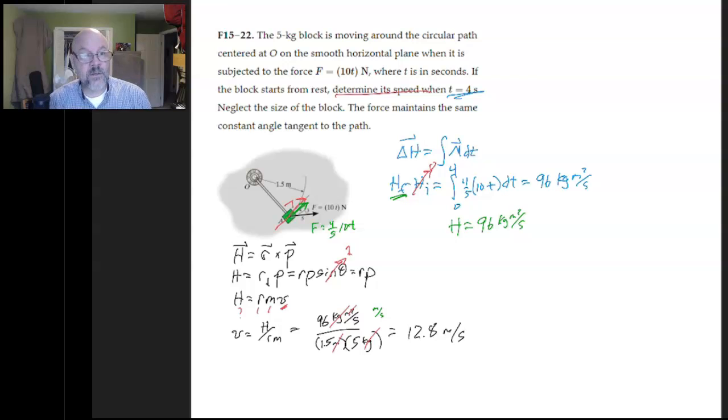Notice please that this is F15-22. You have another problem, which I think is F15-21, which is almost identical. The difference is the thrust is not tilted. The direction of thrust is in line with, or tangential to, the curve, so you don't have to worry about the 4/5. Other than that, I think it's basically the same problem.